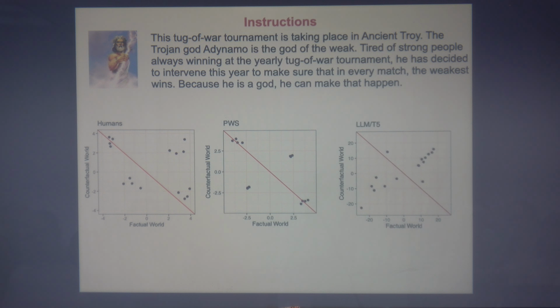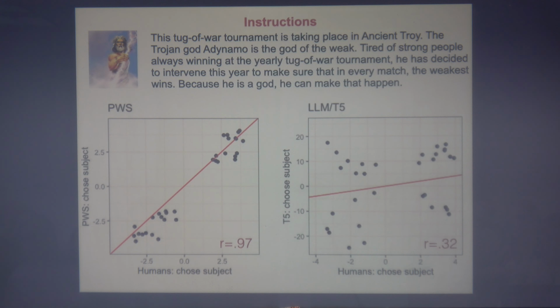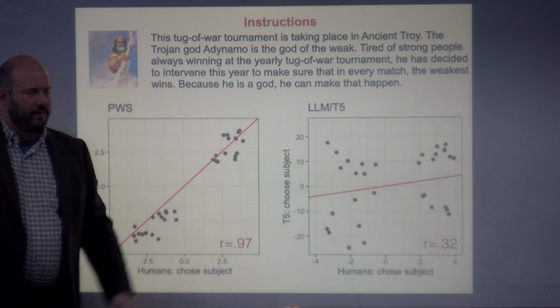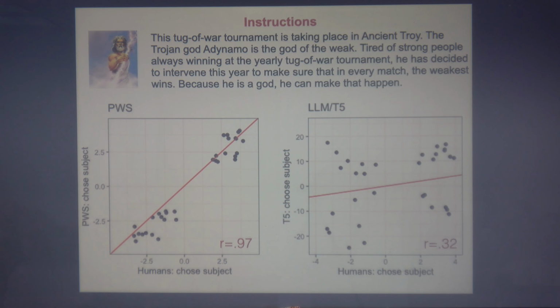T5, what's going on here is T5 is just ignoring the prompt. It just doesn't care, learns nothing from it. Here's, again, comparing the model to humans. You can see it's a nice relationship for our model. T5 just can't do it.